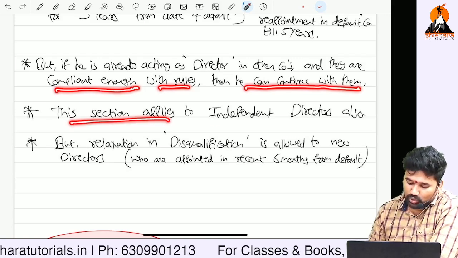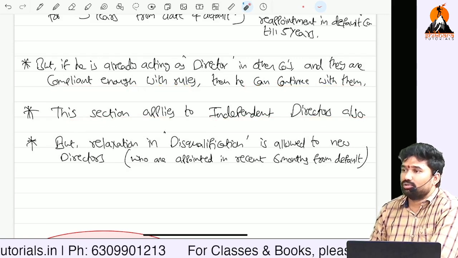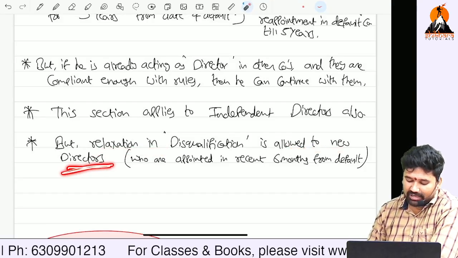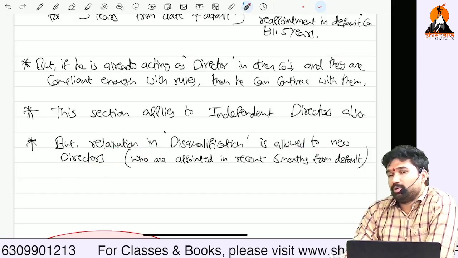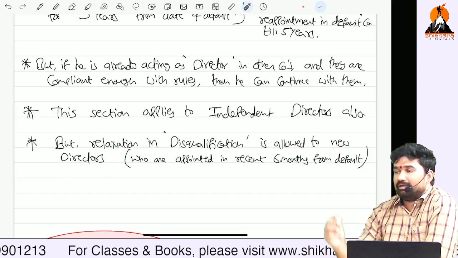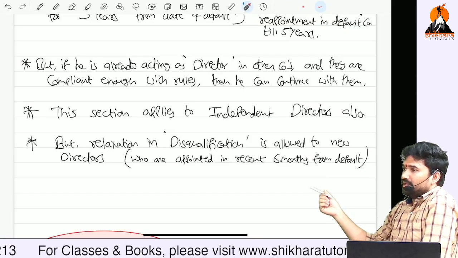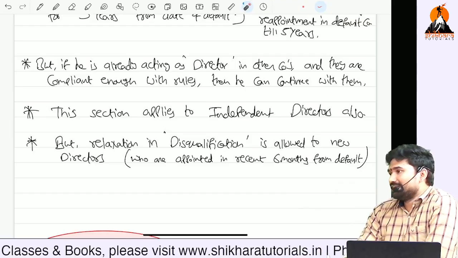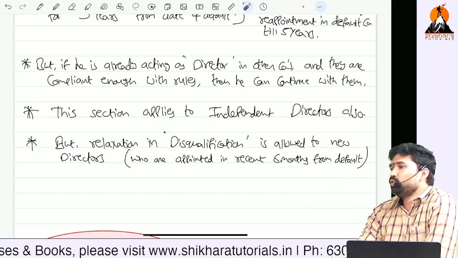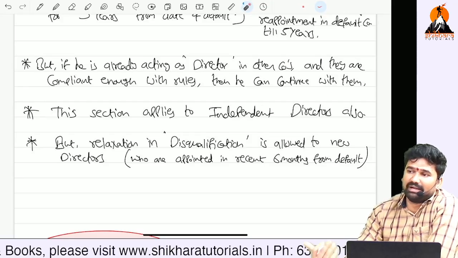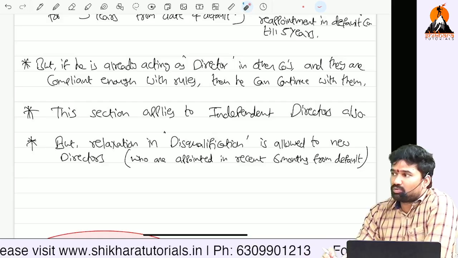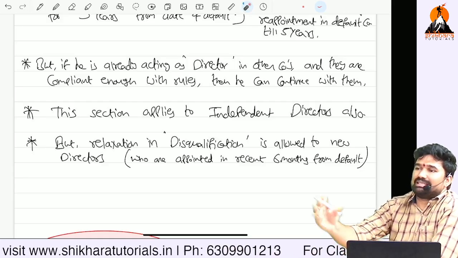This section applies to independent directors also. But relaxation and disqualification is allowed to new ones. This is a simple point. In section 164.2, there is one relaxation. What is that relaxation? Say for example, if you are a newcomer in the directorship empanelment, then from the disqualification you will be exempted.